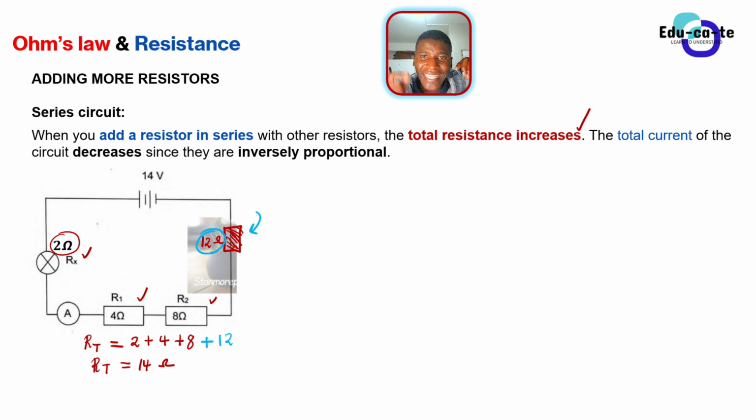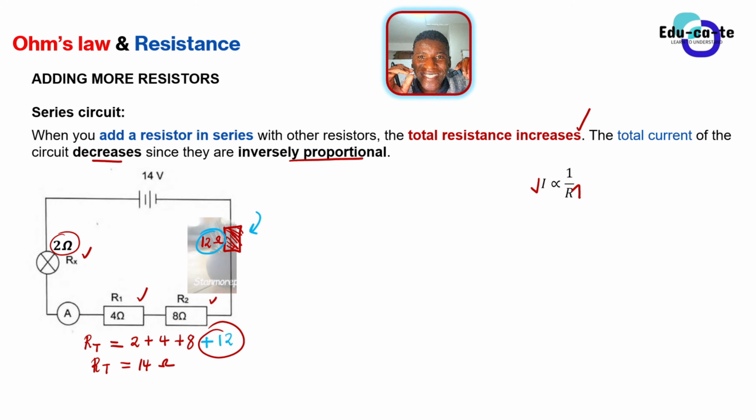So when I add a resistor in series to the other resistors, the total resistance will increase. And we know that the current and resistance are inversely proportional. So the moment the total resistance of the circuit increases, the total current will decrease. Why? Because they're inversely proportional. Remember the relationship: when we have a greater resistance, the current will be lesser. So the moment you added a 4th resistor of 12 ohms, you increased the total resistance of the circuit, and the total current will have to drop.